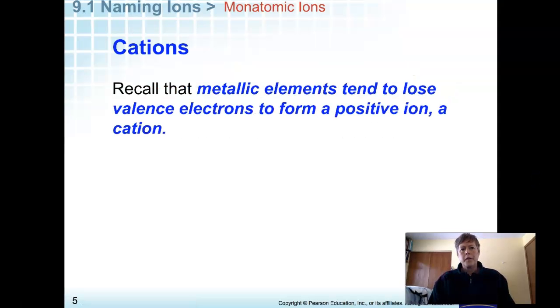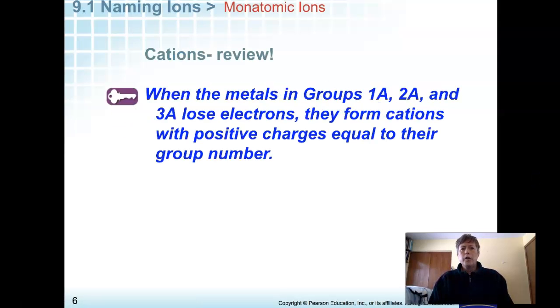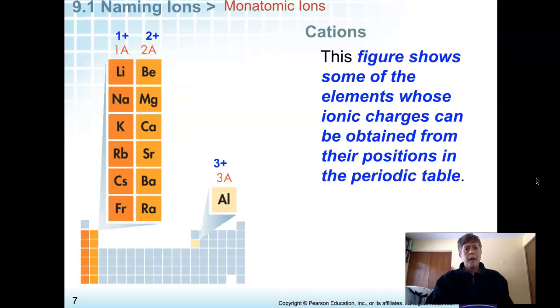Let's look at cations first. We know that metallic elements like to lose their negative electrons, which makes them positive ions. These positive ions are called cations. When you're looking at groups 1A, 2A, and 3A, we know that they lose electrons. They form cations with positive charges equal to their group number. So if you're looking at this figure, we can see that this group is going to lose one negative electron, making them a positive 1 charge. 1A, positive 1. Same thing's true here, 2A, 2+, 3A, 3+.